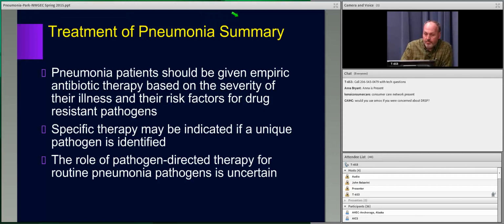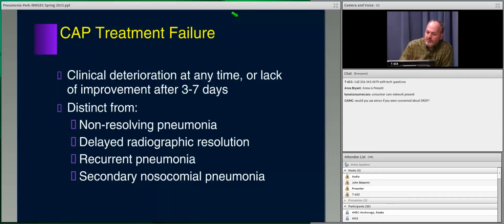All right. So, summary: pneumonia patients should be given empiric antibiotic therapy based on the severity of their illness and their risk factors for drug-resistant pathogens. And specific therapy may be indicated if a unique pathogen is identified in your blood cultures, in your sputum, whatever. But the role of pathogen-directed therapy for routine pneumonia pathogens really is still pretty uncertain. Okay?